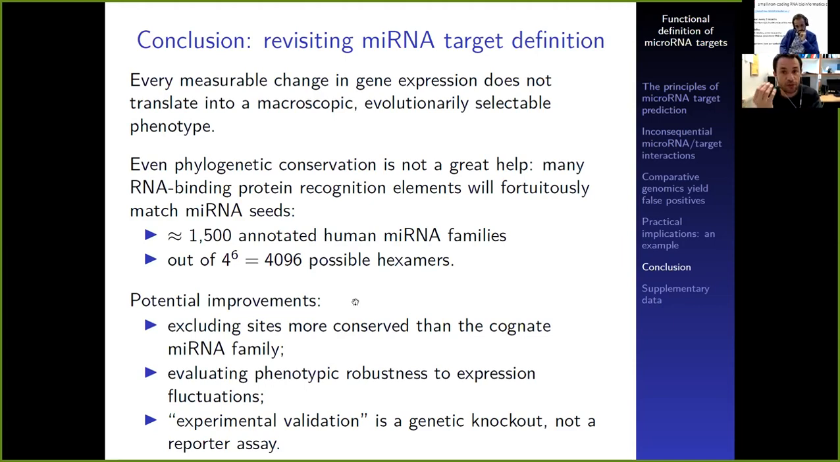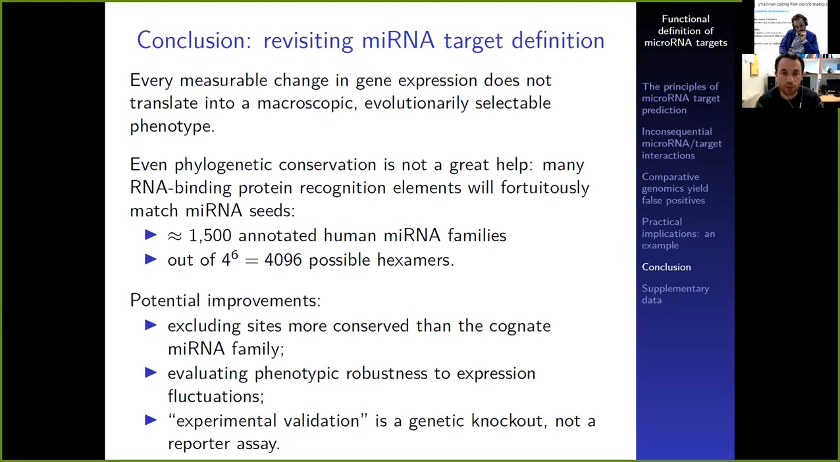Which means that if you look for those sensitive genes, which are the most likely real functional microRNA targets, you may want to look at genes which vary very little from individual to individual. Another very important thing to remember is that experimental validation is a real genetic knockout: you mutate the microRNA gene or the microRNA family genes, and then you observe phenotypes in a real in vivo setting.